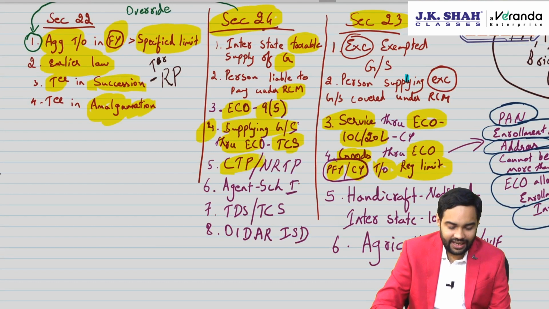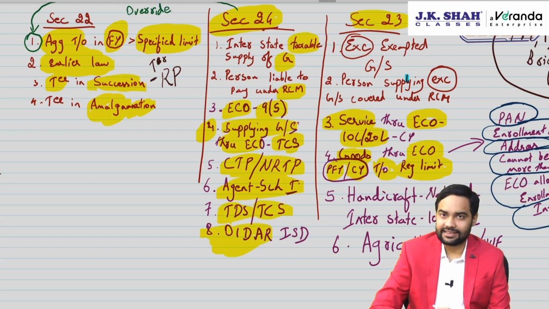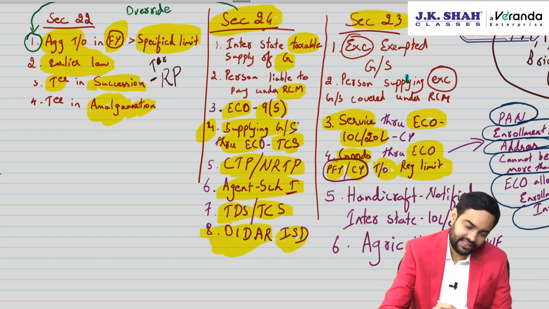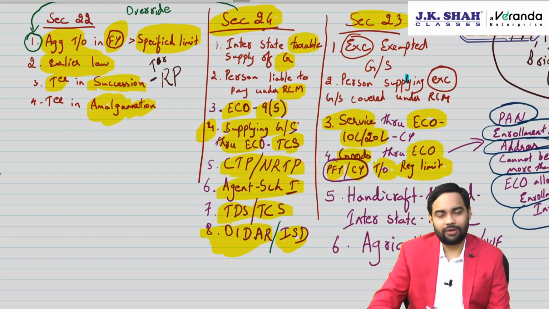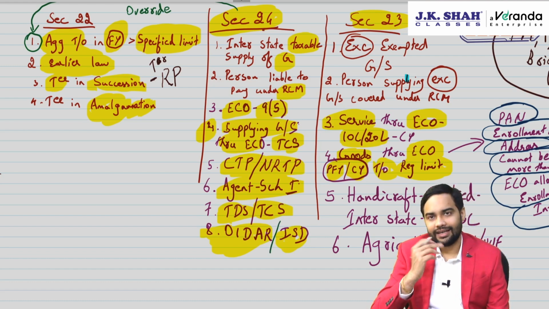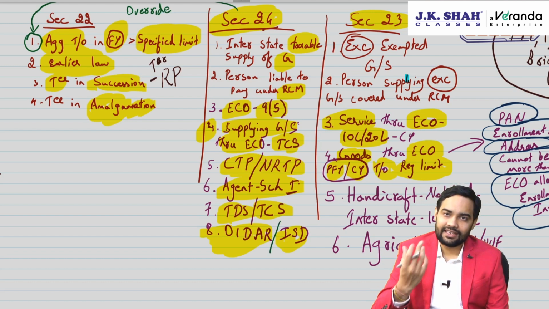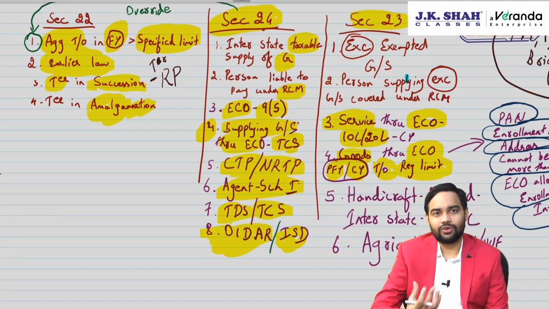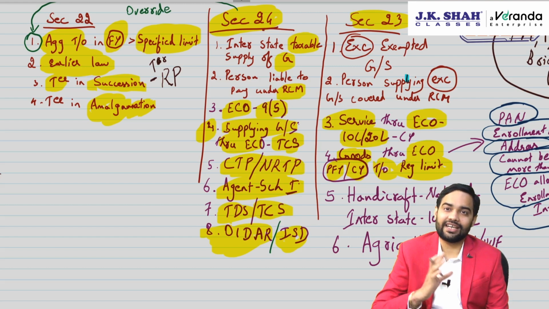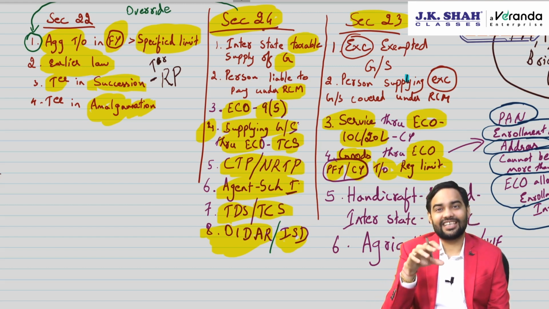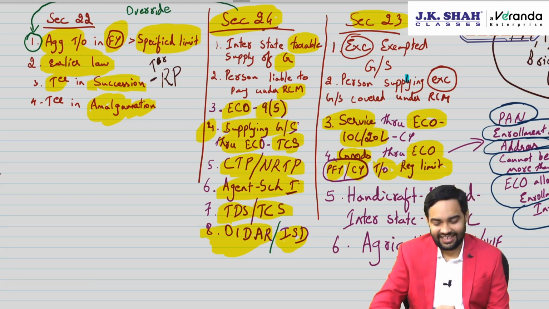CTP and NRTP, casual taxable person, non-resident taxable person. Then you have an agent covered under Schedule 1, a person liable to deduct tax or collect tax, and finally you have OIDAR, online information database access retrieval services, and ISD, input service distributor. Both of them have to compulsorily take registration. OIDAR talks about a person where the OIDAR provider is outside India and is providing service to a person in India, being a non-taxable online recipient, and that's when the OIDAR person has to take registration in India compulsorily.